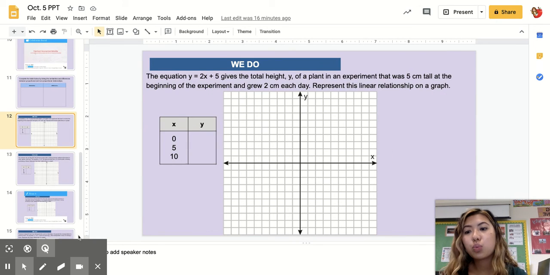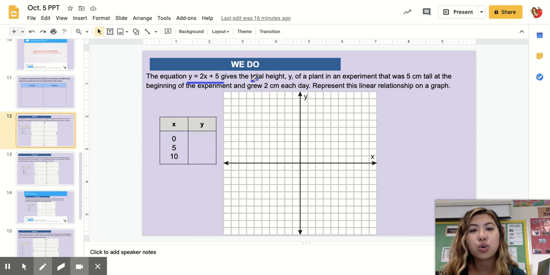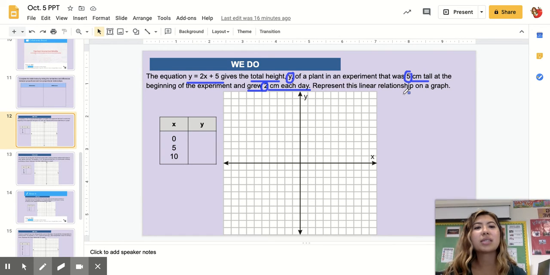So for this weed-do problem right here, it reads, the equation y is equal to 2x plus 5 gives the total height y of a plant in an experiment that was 5 centimeters tall at the beginning of the experiment and grew 2 centimeters each day. Represent this linear relationship on a graph. So we have our table, and I already input different x values. So we have 0, 5, and 10.